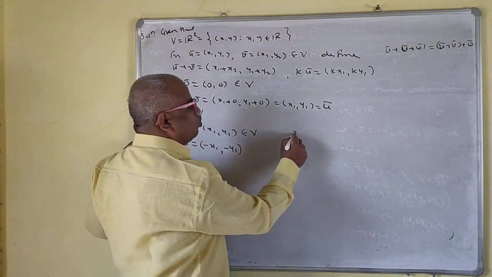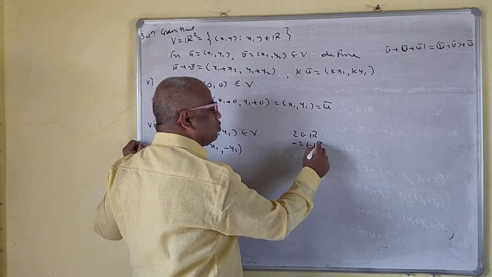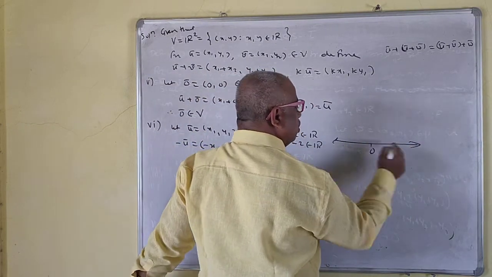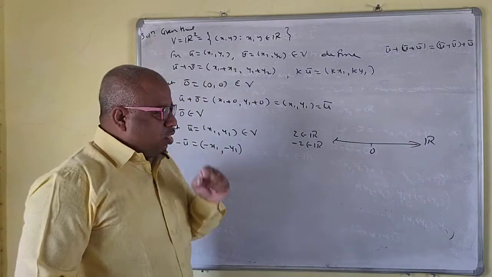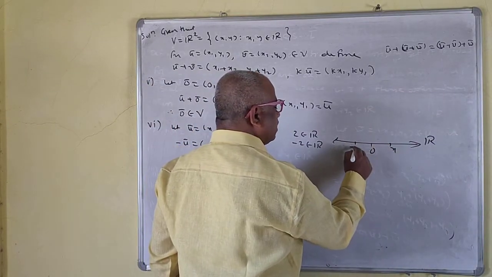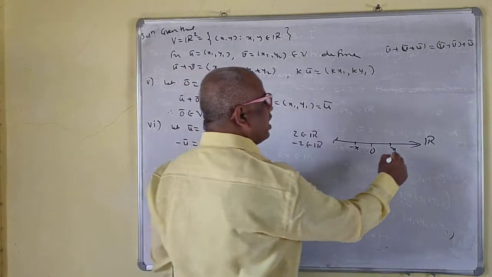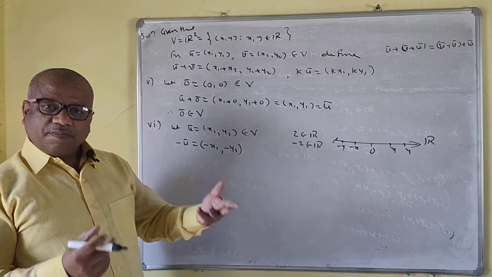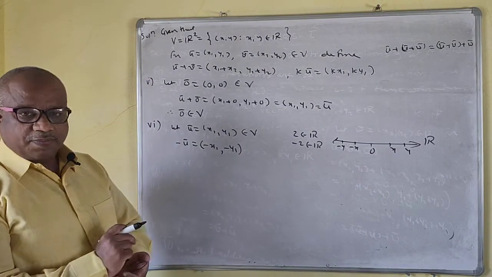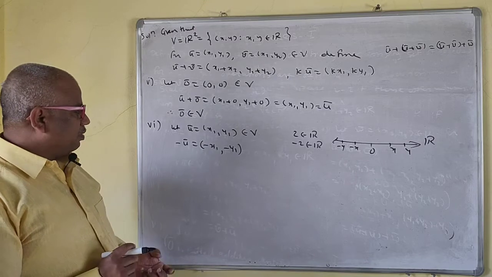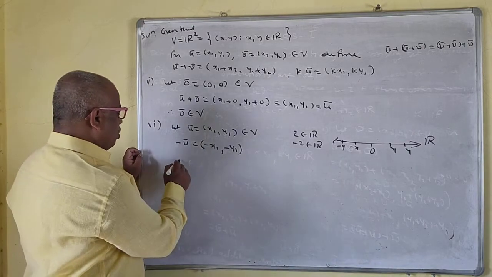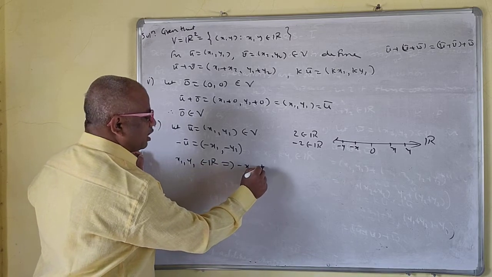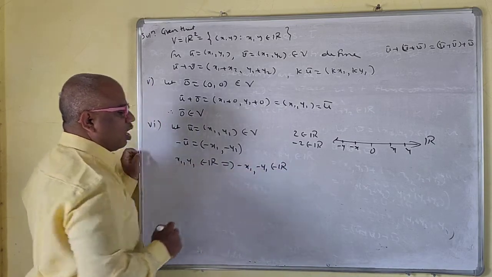Now if x belongs to R, then minus x also belongs to R. That means this is the real line, and this is 0. If x is here, then minus x is here. If y is here, then minus y is here. If x is a real number, minus x is also a real number. So x1, y1 belong to R implies that minus x1, minus y1 belong to R.